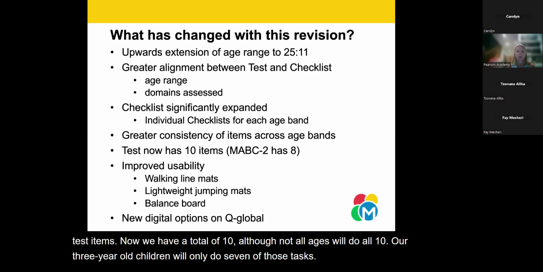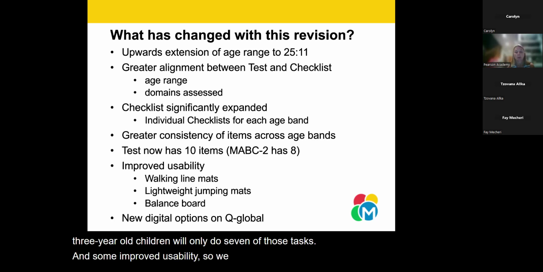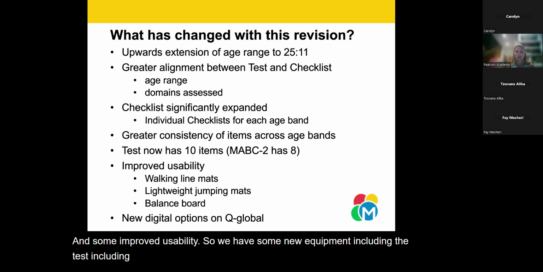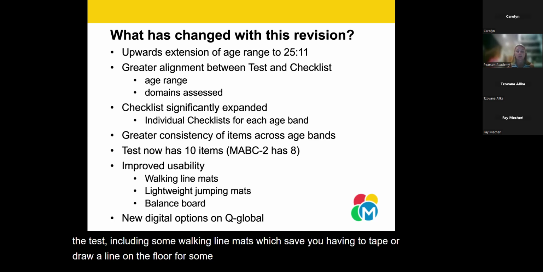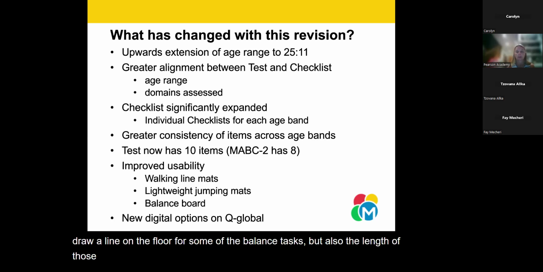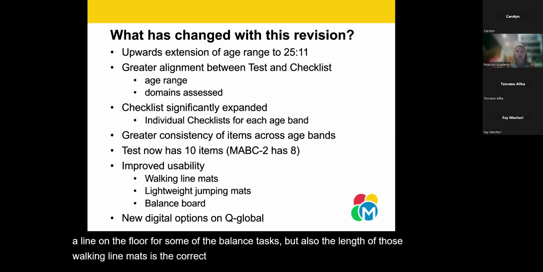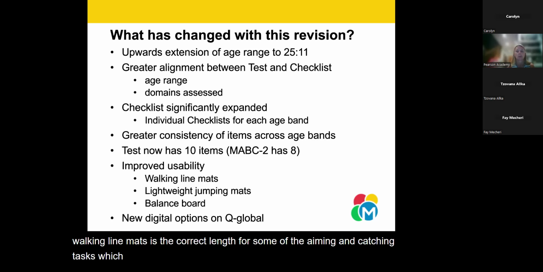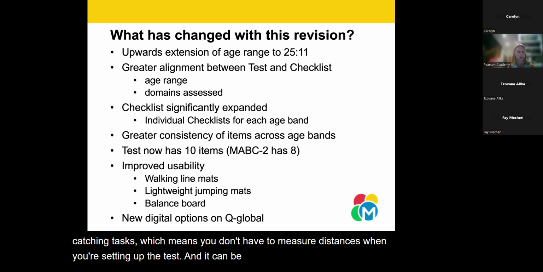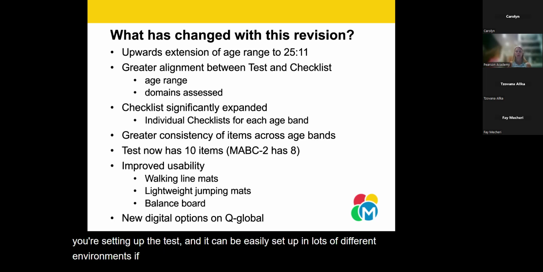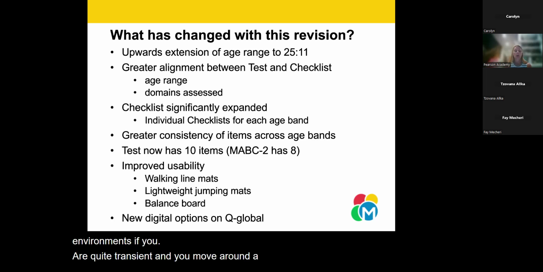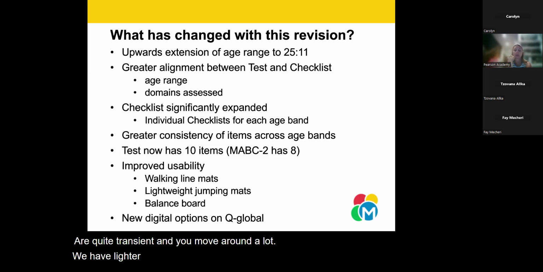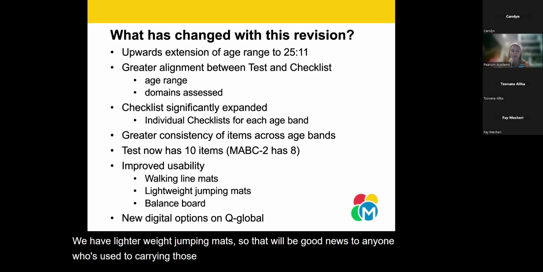And some improved usability. We have some new equipment included in the test, including some walking line mats, which save you having to tape or draw a line on the floor for some of the balance tasks. But also the length of those walking line mats is the correct length for some of the aiming and catching tasks, which means you don't have to measure distances when you're setting up the test. And it can be easily set up in lots of different environments if you are quite transient and you move around a lot. We have lighter weight jumping mats. So that will be good news to anyone who's used to carrying those heavy Movement ABC2 mats around.